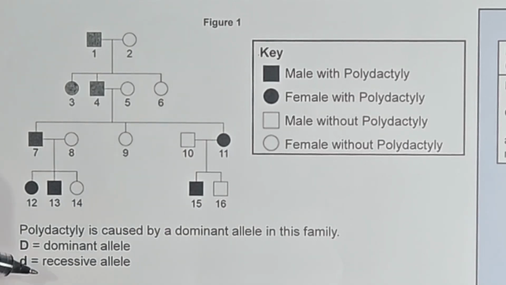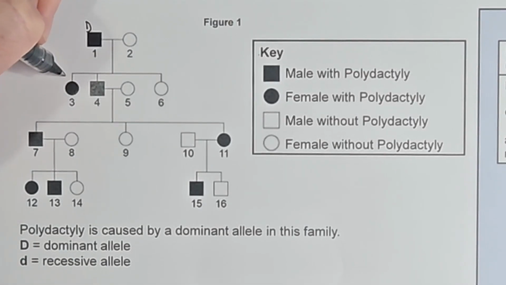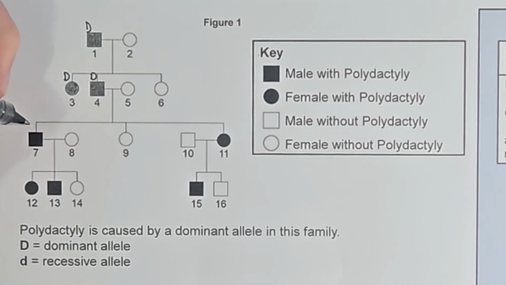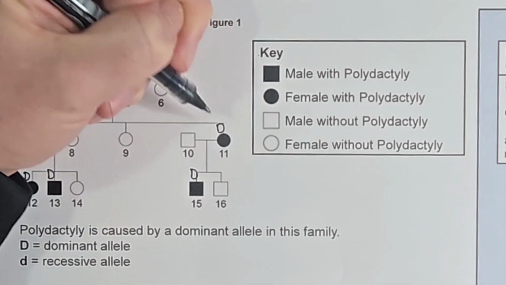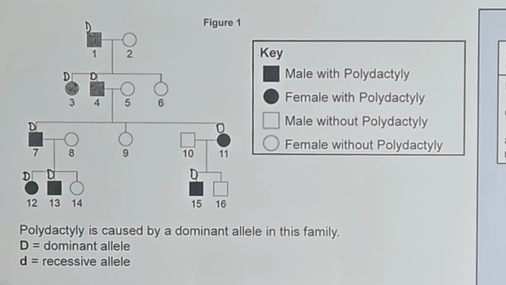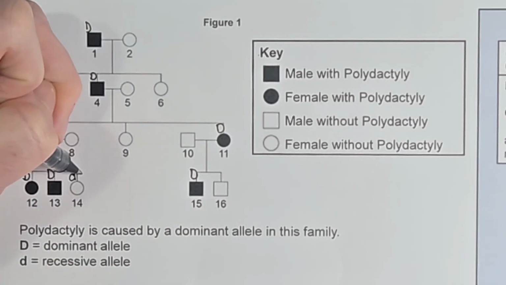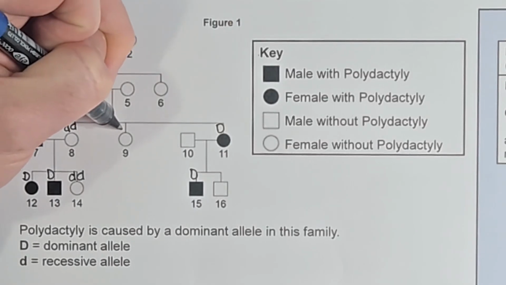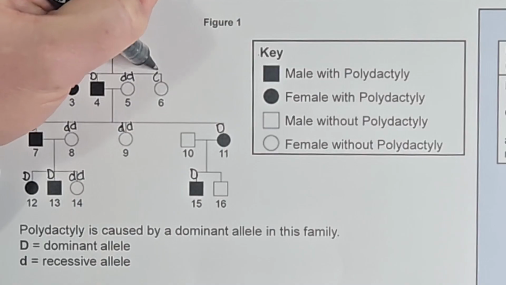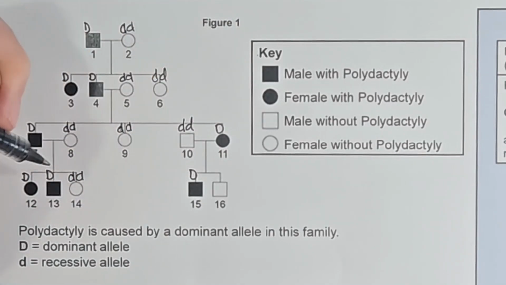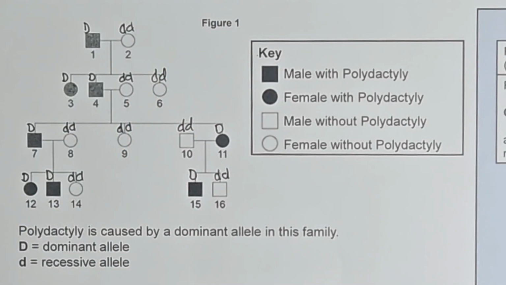So what I will do is, if they have the condition, they have to have this dominant allele. So that is my first job. I'm going to put one of these dominant alleles on each of these individuals that has the condition. There we go, that is all of them. And if they don't have the condition, it does mean that they have to have a homozygous recessive genotype. So all of these ones that don't have the condition don't have a dominant allele, so they're all going to be lowercase d. Every single one of them. Sometimes these diagrams are a bit smaller as well. This is quite a big one.